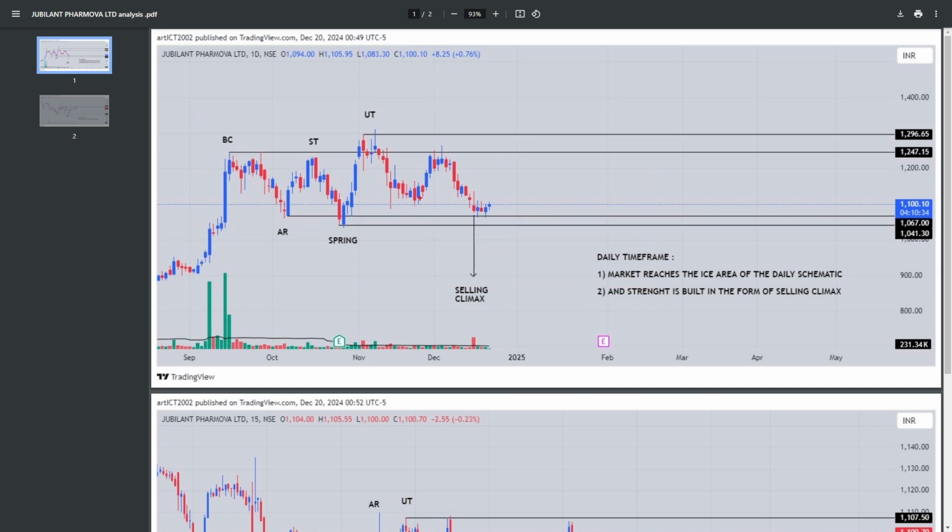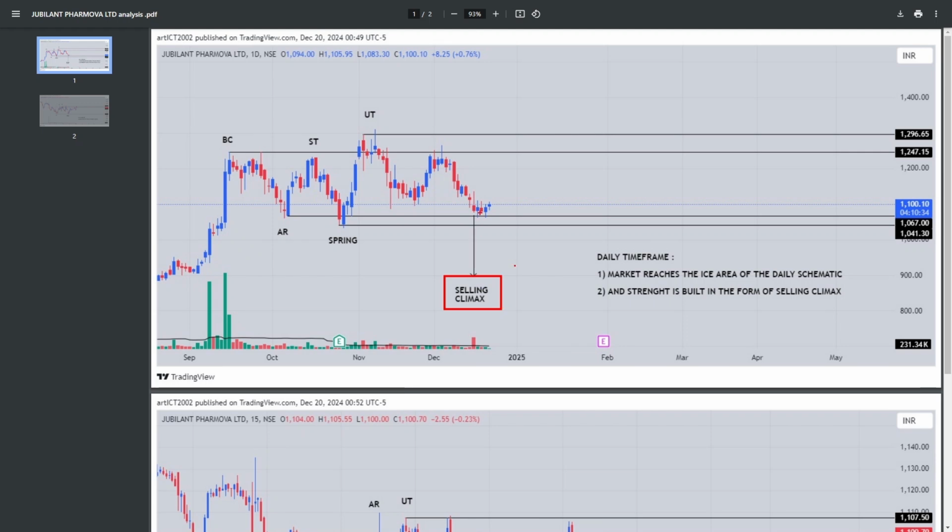Then market took the resistance and came down, and while coming down to the support area of the Wyckoff schematic, you see strength was being built in the market in the form of a selling climax. Again, Wyckoff schematics and volume spread analysis are both very important. This is a very good example that shows the importance of both VSA and Wyckoff schematic.